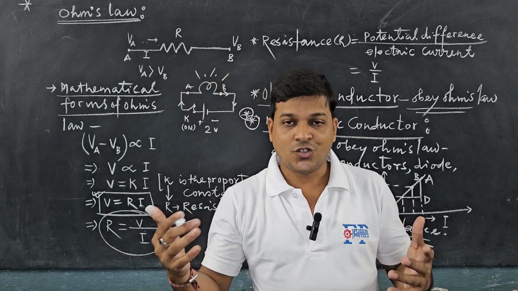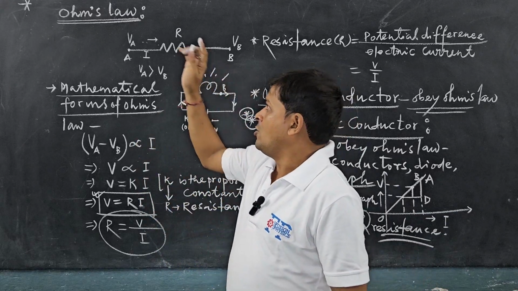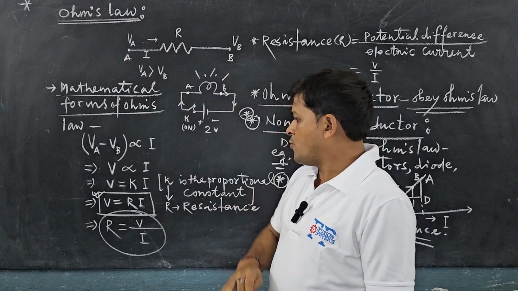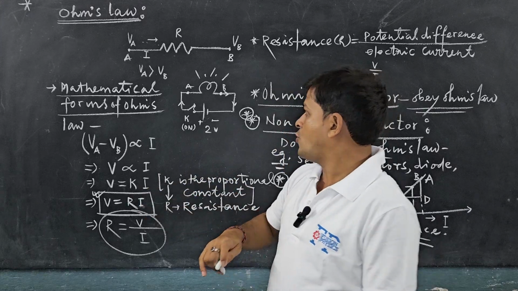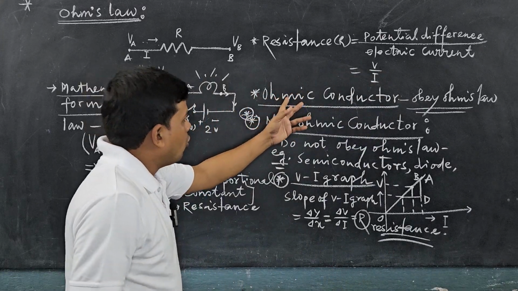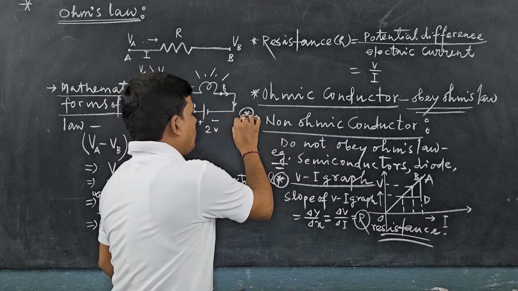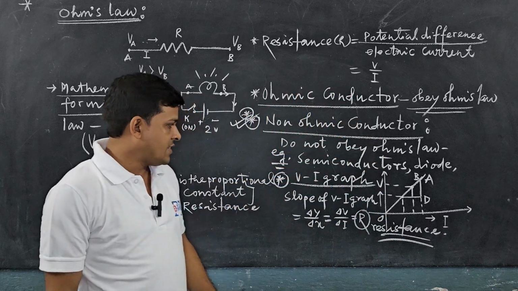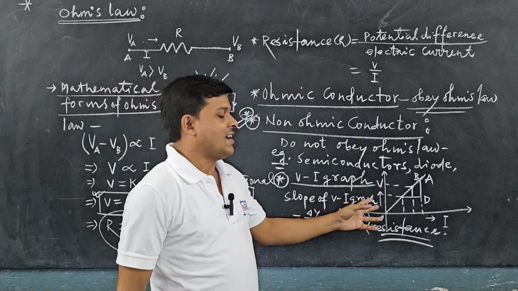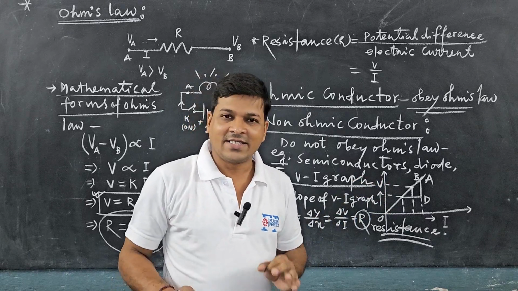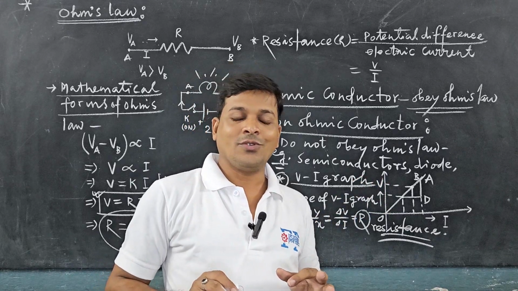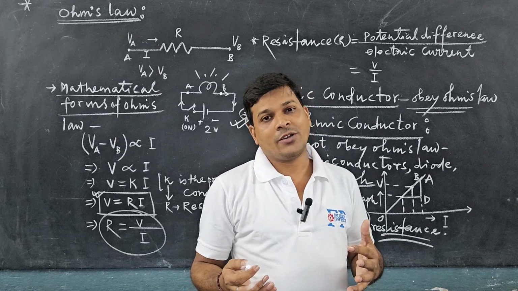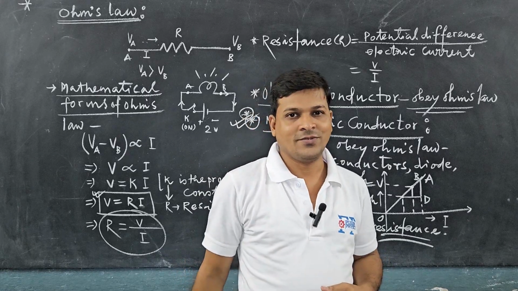Again, I just recall for you: Ohm's law, mathematical forms of Ohm's law, define resistance from Ohm's law, and the Ohmic conductor, non-Ohmic conductor, only non-Ohmic conductor for your board exam, and the V versus I graph. In this class, up to this; in the next video, we will go to another important part for your board exam also. Okay.